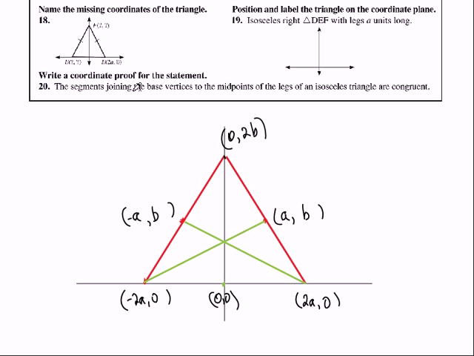Now, what are we trying to prove? That the segments joining the vertices, these green ones right here, are congruent to each other. So how in the world can I prove that this green one is congruent to this green one right here? I've got the endpoints of both of them, so what should I do? Distance formula. Very good. So let's do distance formula and see what we get.